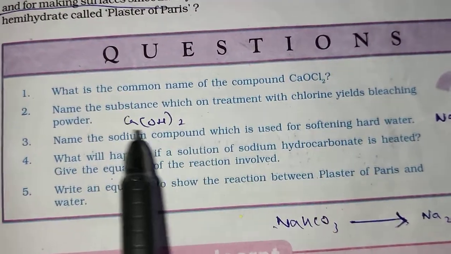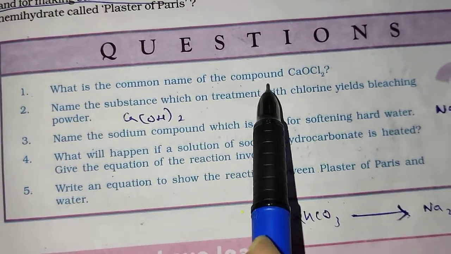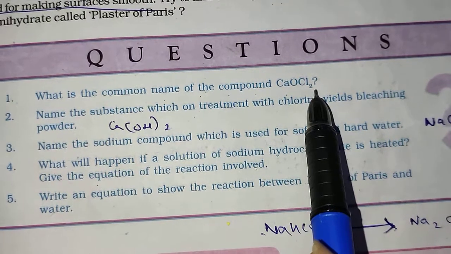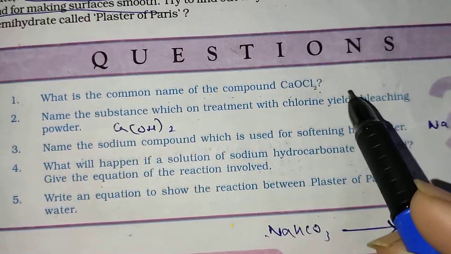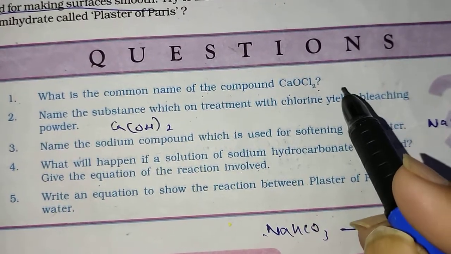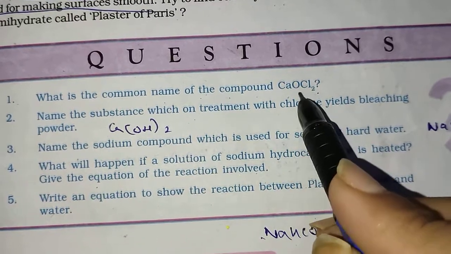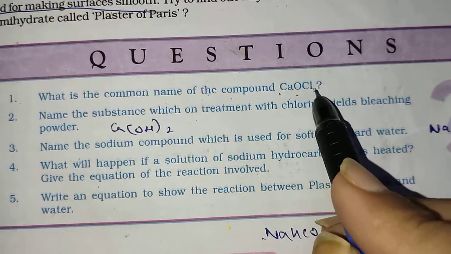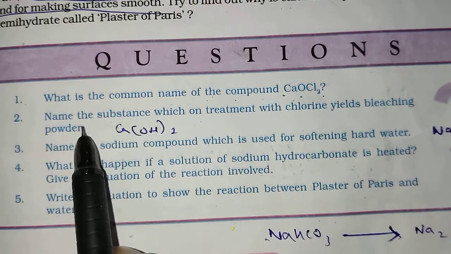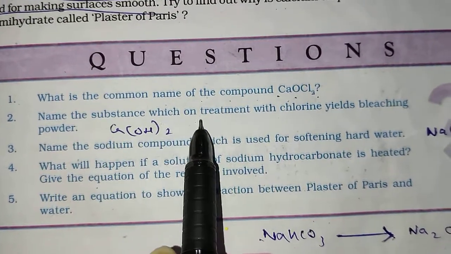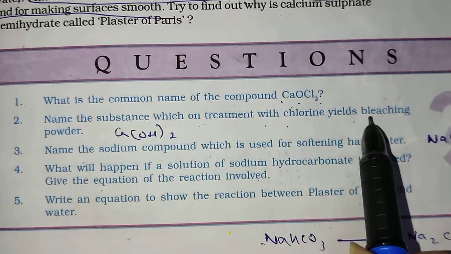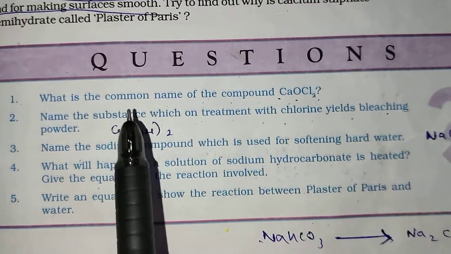So next question, let us see. What is the common name of the compound CaOCl2? It is bleaching powder, chemically known as calcium hypochlorite or bleaching powder. Next, name the substance which on treatment with chlorine yields bleaching powder, that is calcium hydroxide.